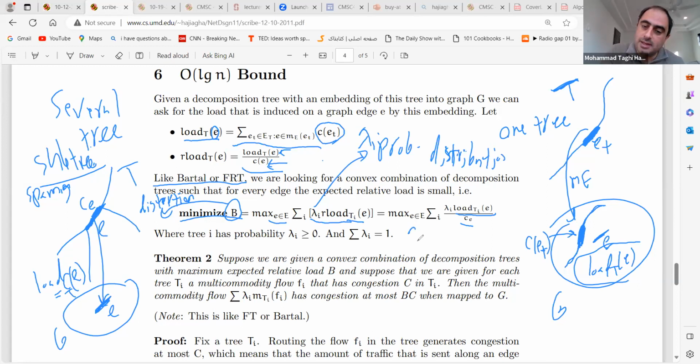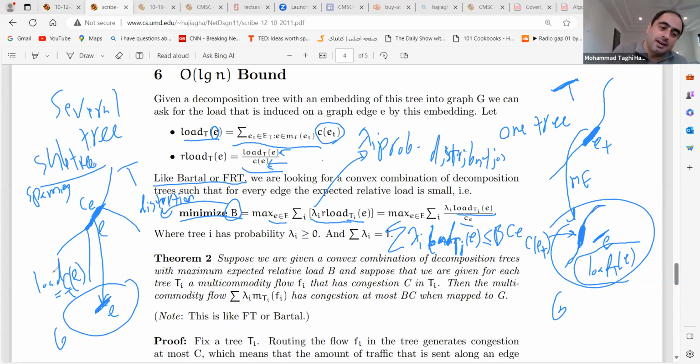So you want to get that the sum over i of lambda i times the load of T i of E is less than or equal to B times C of E. And this is a sum over all lambda i. This is exactly the same thing that we had for Bartal. There, instead of this, we had only the distances, distances on the tree versus distances in the graph.